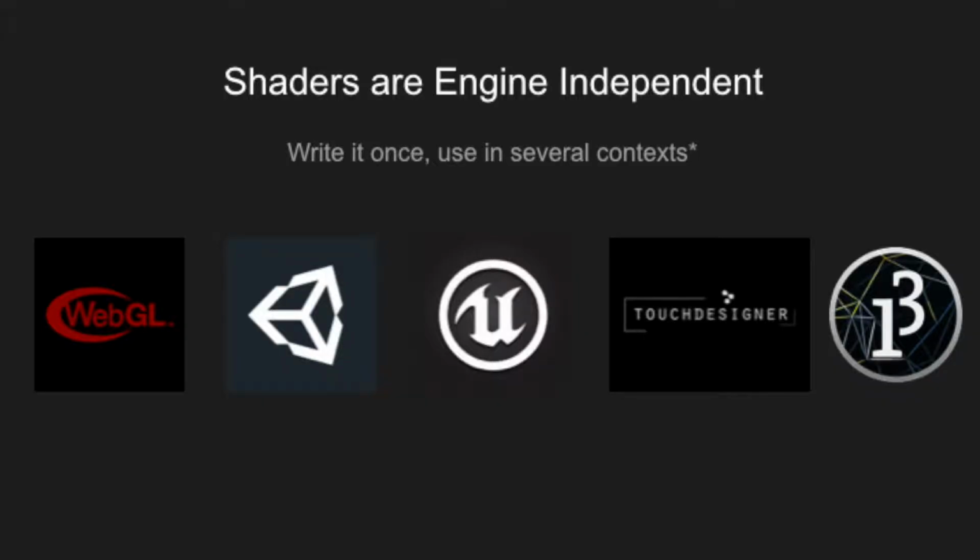Shaders are also awesome because they're engine independent. Everyone wants to know where to start, and I'm like, oh, you should totally use shaders because you can use them in so many contexts. WebGL, Unity, basically anything supports shaders. And yeah, you write it once and use it in several contexts. There's a little star there because there are different shading languages, but there are scripts to convert between them. And it's nothing like Processing, where if you write something in Processing and you want to port it over to Unity, it's a whole thing. But it's a lot easier to port shaders to things.